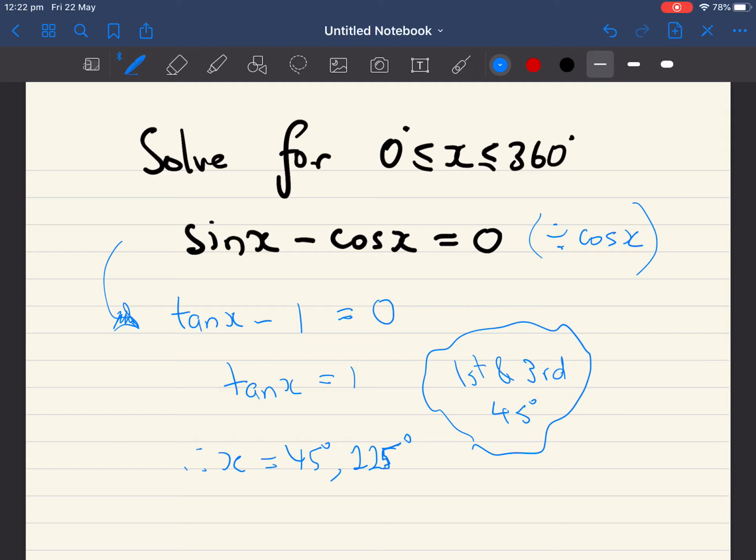And I mean that very truthfully, like you can type them in, sine 45 minus cos 45, press equals on your calculator. If it's the correct solution, you should be getting 0. And the same could be said if you replace the 45 with the 225.